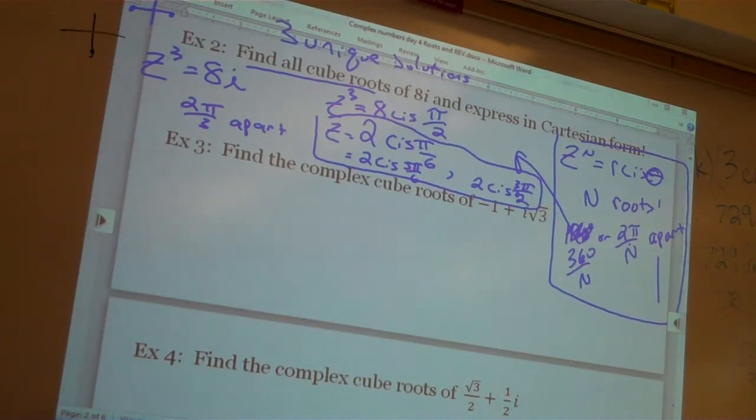All right. And if we graphed the three solutions, it would look something like this, nice and evenly spaced out.